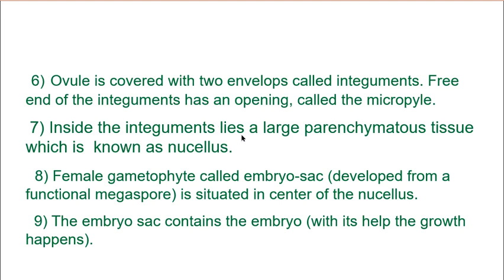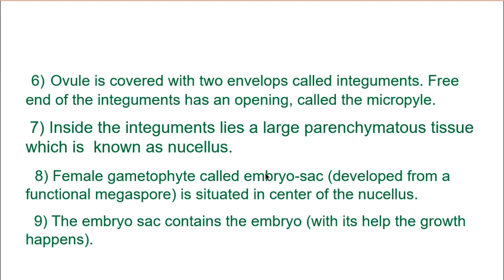Inside the integuments lies the parenchymatous tissue, which is known as the nucellus. The female gametophyte, called the embryo sac, developed from the functional megaspore, is situated in the center of the nucellus. The embryo sac contains the embryo, and with its help growth happens. Now the structure of the ovule is very clear to you. These 9 things are present in an ovular structure.